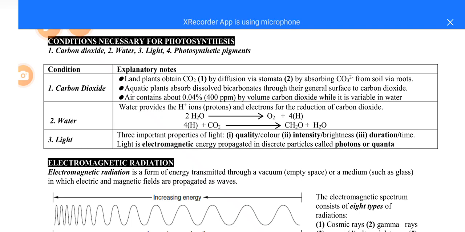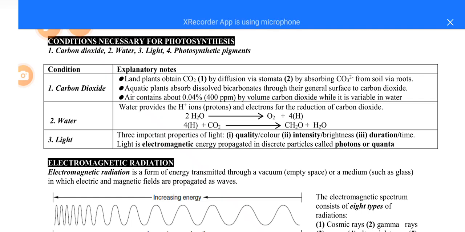Then the second one, let us look at water. We say water provides the hydrogen ions, in bracket what we are calling protons, and the electrons for the reduction of carbon dioxide as shown below. Then lastly we have light. So the 3 important properties of light.